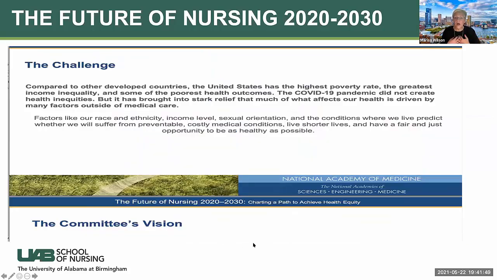Again, the challenge for us in the US compared to other countries, we have the very highest amount of money we spend on healthcare. It's ridiculous, but we have some of the poorest outcomes. And all of that came into stark picture with COVID. If people didn't know it before, they know it now. And factors like race, ethnicity, income, sexual orientation, the conditions of where you live, work, play, all impact your health.